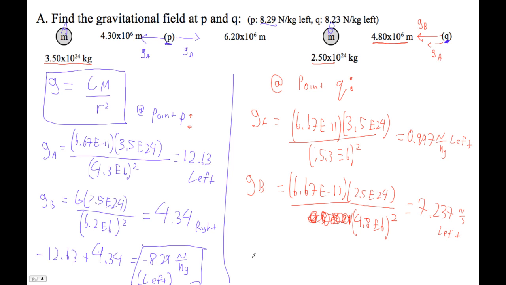And these are both to the left, so negative 0.997 plus negative 7.237. So the opposite of this guy minus this guy is negative 8.23, which, of course, negative means it's to the left. All right, there you go.